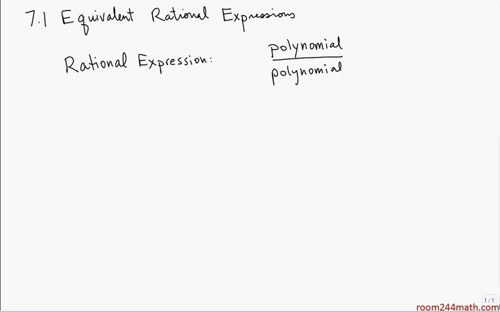This chapter is all about rational expressions, and the first section is about equivalent rational expressions. Now, what is a rational expression? Well, the key to understanding a rational expression is to look at the first 5 letters of the word rational. Just like a rational number is a ratio of 2 integers, a rational expression is a ratio of 2 polynomial expressions. Essentially, it's a fraction where the numerator is a polynomial and the denominator is a polynomial.